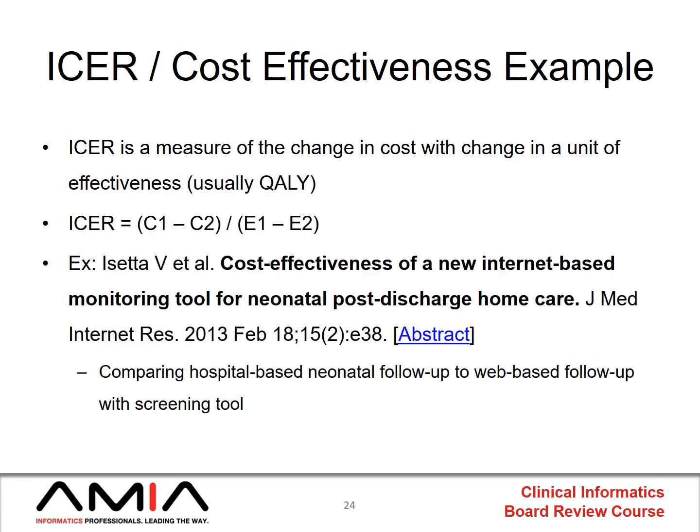So this is the sort of formal description of the incremental cost effectiveness ratio. It's a measure of the change in cost with each change in unit of effectiveness, which is often quality adjusted life years. And because it's a delta in cost divided by a delta in effectiveness, it's basically the slope of a line. You can think of it as my change in cost divided by the change in effectiveness. And we'll walk through an example of this.